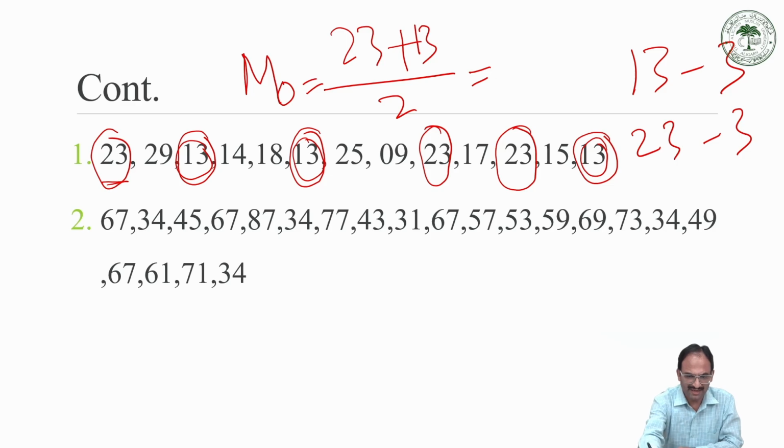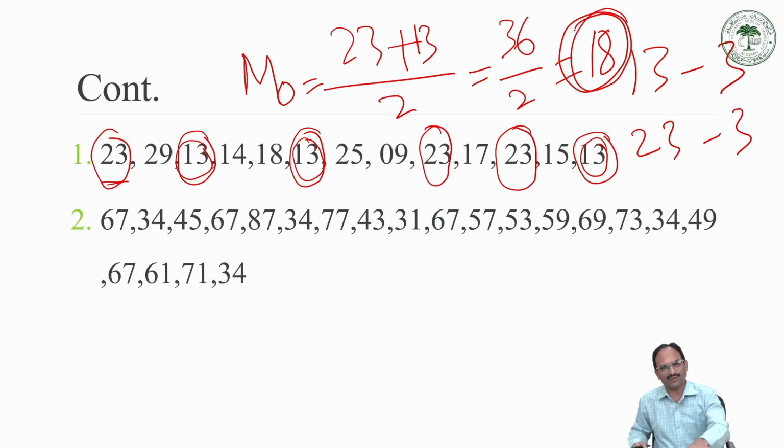Now you sum it up. You will get 36. So 36 divided by 2. So finally 18 will be the mode of this particular distribution. You can further check, is there any other number which is repeating itself? No. There's no other number which is repeating as many times as 23 and 13. Both numbers are repeating 3 times. So finally, the mode will be 23 plus 13 divided by 2, that is 18.